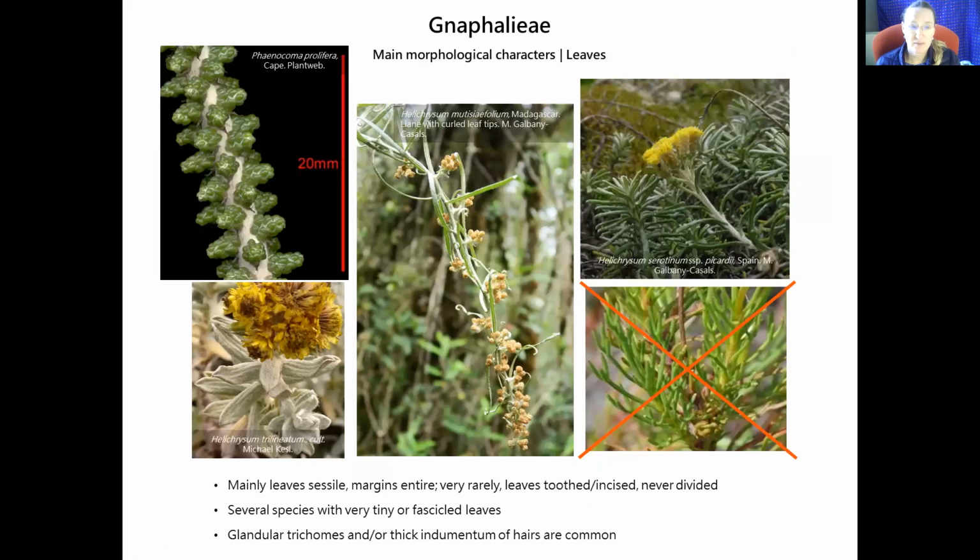The leaves are quite variable generally, but mainly leaves are sessile, sometimes even decurrent down the stems, with entire margins. Very rarely the leaves can be toothed, but they're never deeply divided. So to the best of my knowledge, if you see leaves that look like this, you're not looking at a member of the Gnaphalieae. There are also several species that have very tiny appressed leaves or leaves in fascicles. And it's very, very common for the leaves to be hairy, at least on one surface, but also on both. And the trichomes can also be glandular on the leaves.